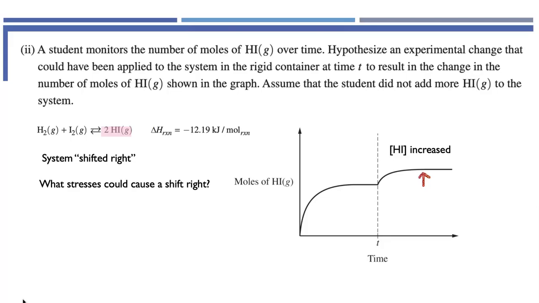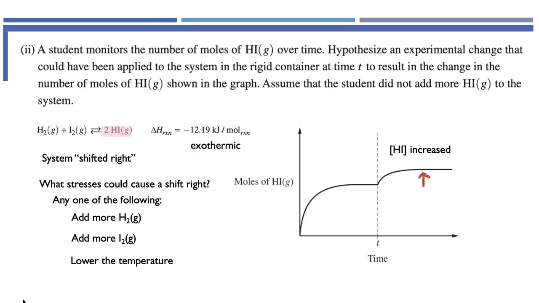There are actually three options. Any one of these would be fine. So I could add more hydrogen gas, I could add more iodine gas, or if I look up the equation, we know that this reaction is exothermic. We have a negative value for delta H. So my other option would be that I could lower the temperature. So I needed to just state one of these to earn the point for B part 2.